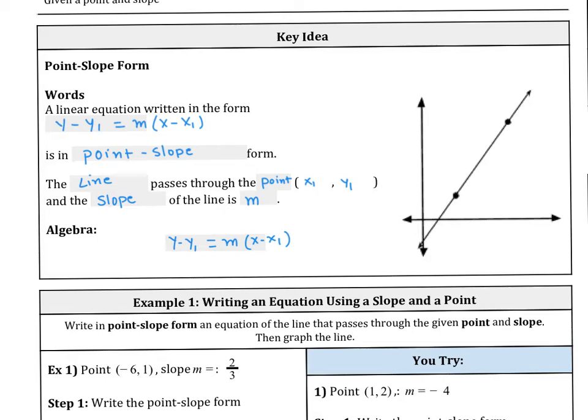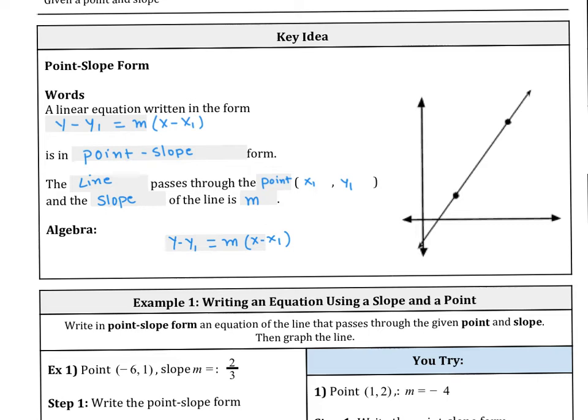Chapter 2.6, Day 1. Writing equation in point-slope form. Point-slope form is written as y minus y1 equals m times x minus x1. It's a point-slope form of an equation where x1, y1 are the point and m is the slope. This type of equation is used when one of the points is given and the m is given.